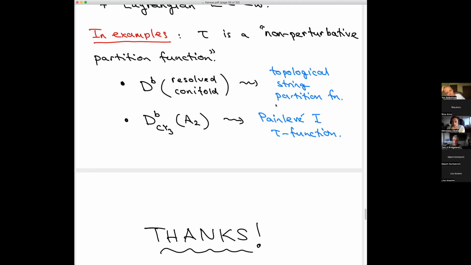Of course, that's a very simple setting. This example is getting closer to work by people like Teschner, who have studied these Painlevé tau functions and their relationship to non-perturbative partition functions for, again, non-compact Calabi-Yau 3-folds, but ones with compact 4 cycles.